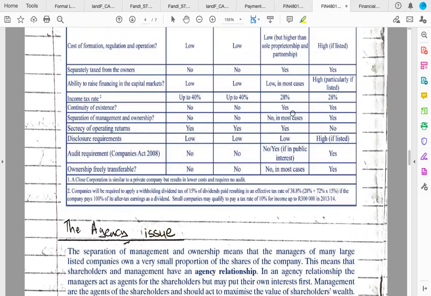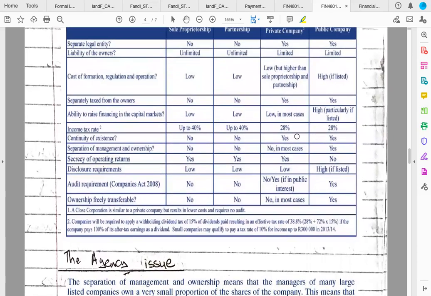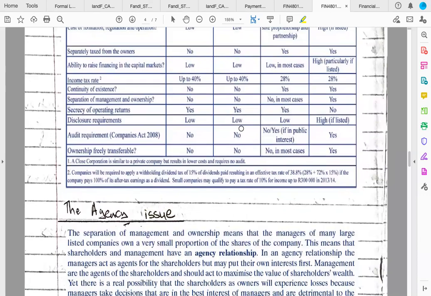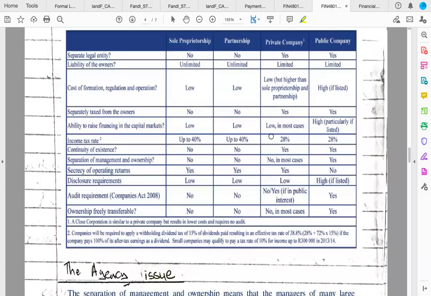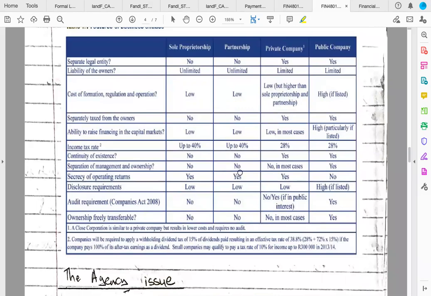If any shareholder dies or decides to leave a company, a private or public company can continue, but a sole proprietorship or partnership will cease to operate if the owner decides to leave the business, whether on purpose or not. Separation of management and ownership occurs in a public company, usually not in a private company, and never in a sole proprietorship and a partnership.